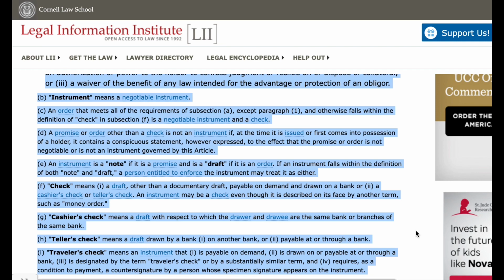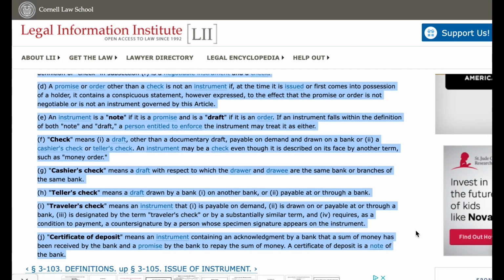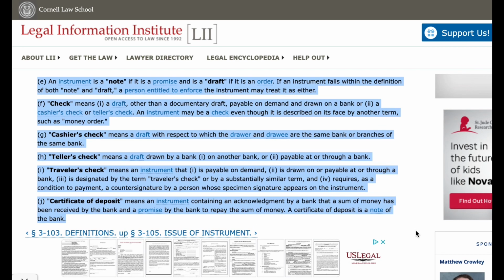H. Teller's check means a draft drawn by a bank: 1. on another bank, or 2. payable at or through a bank. I. Traveler's check means an instrument that: 1. is payable on demand; 2. is drawn on or payable at or through a bank; 3. is designated by the term traveler's check or by a substantially similar term; and 4. requires, as a condition to payment, a countersignature by a person whose specimen signature appears on the instrument.